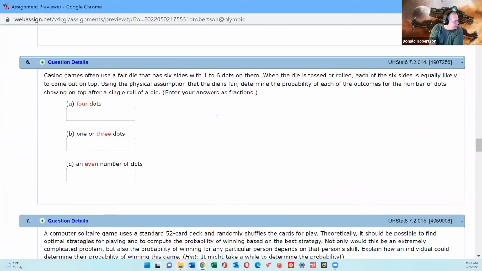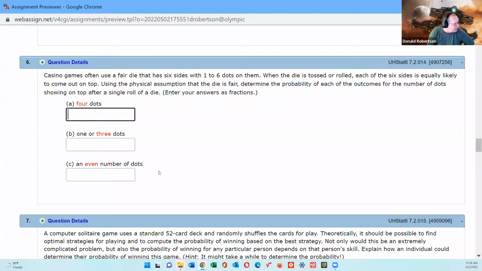Same idea. And now we're on to calculating theoretical probabilities. Let's do this one, then I'll return to my notes and we can do some card games. Casino games often use a dice, 6 dots. You throw the thing, equal number likely coming up, and the dice is fair.